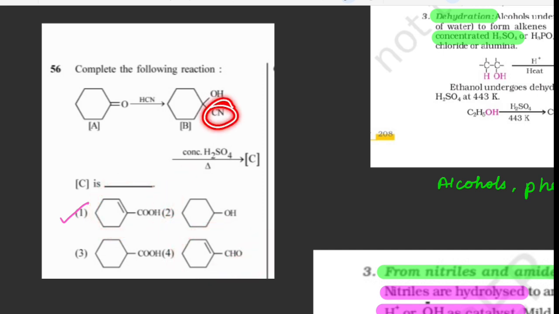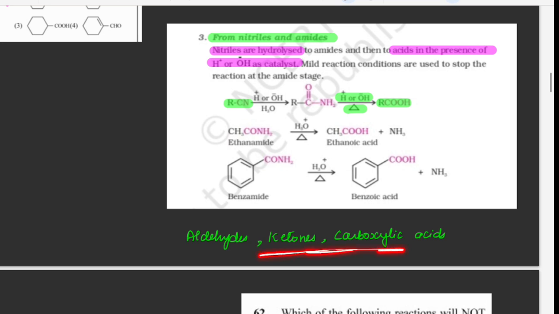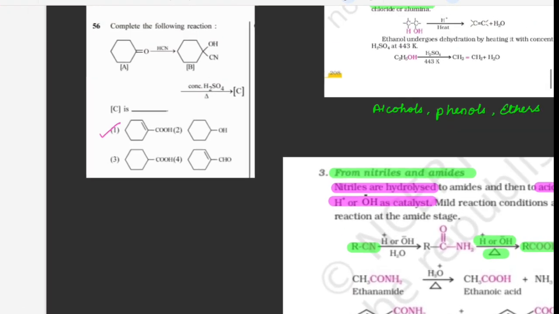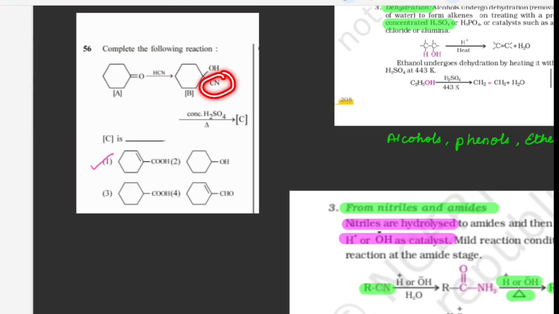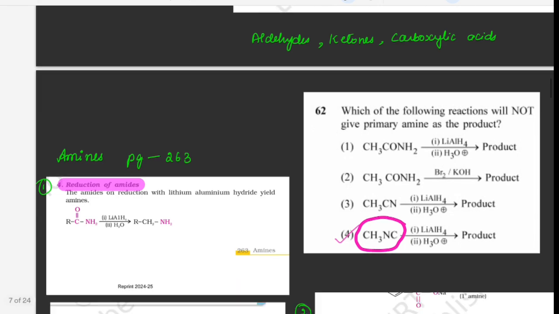Next, cyanide. What will happen to cyanide? Here you see nitriles are hydrolyzed to amide and then to acid in the presence of H plus. In the presence of H plus and when it is heated, cyanide will be converted into acid. From aldehyde, ketone and carboxylic acid you can see, cyanide will be converted into the acid group. Therefore this option will be correct. So next question.